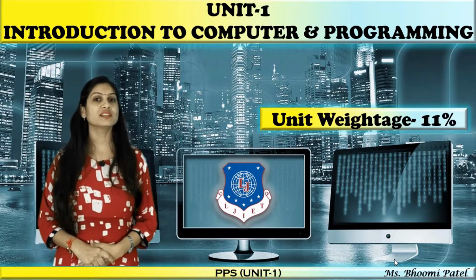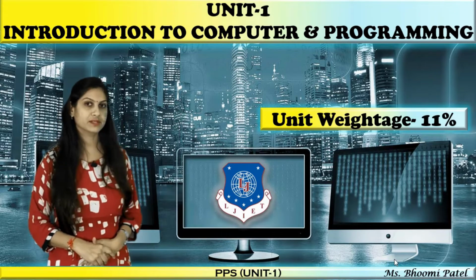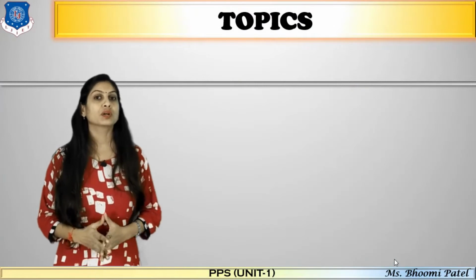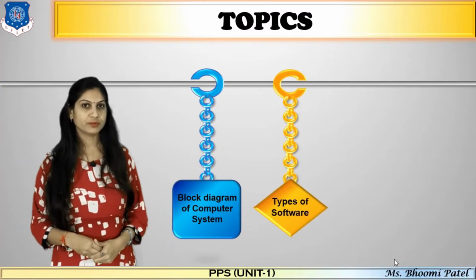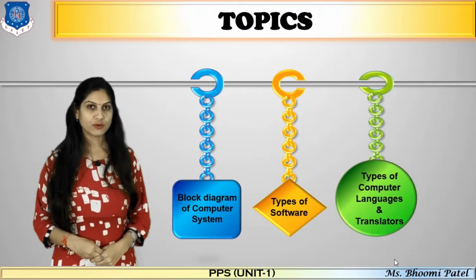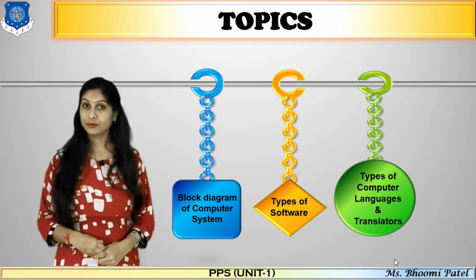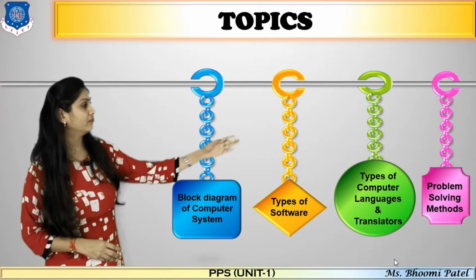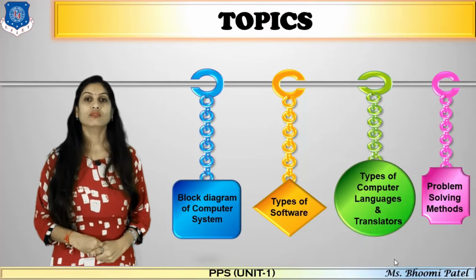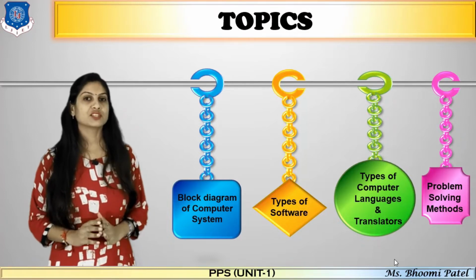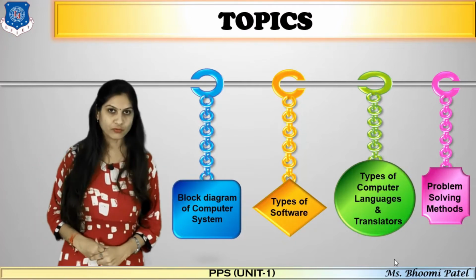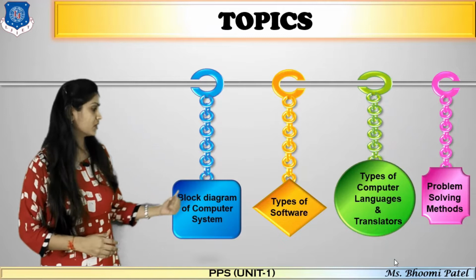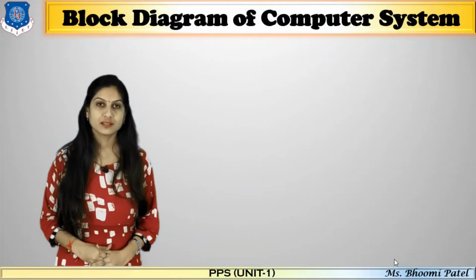Here the weightage of this chapter in GTU is 11%. There are mainly 4 different topics we have to cover to complete the first unit. The first is the block diagram of computer, second is the types of software, third is the types of computer language and translator, and fourth is problem solving methods. In today's lecture we only complete the first 2, block diagram and types of software. So let's start with the first, block diagram of computer system.